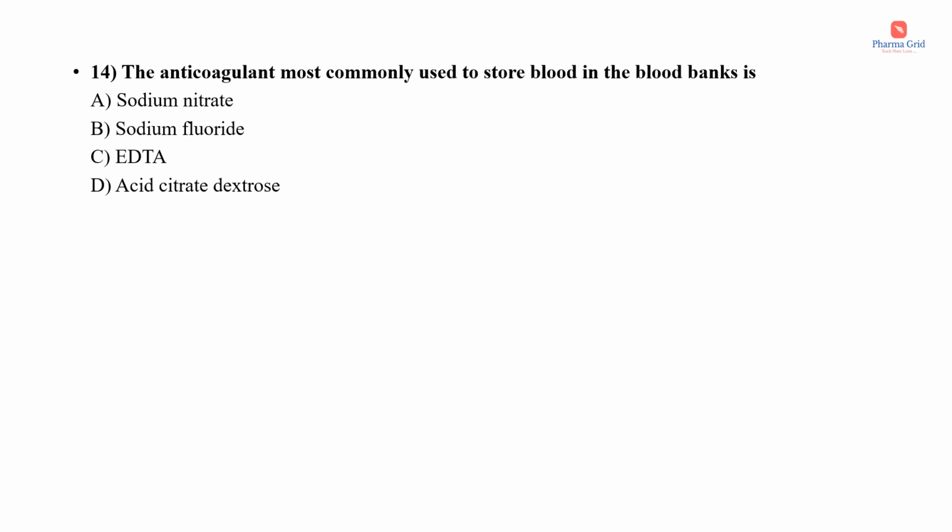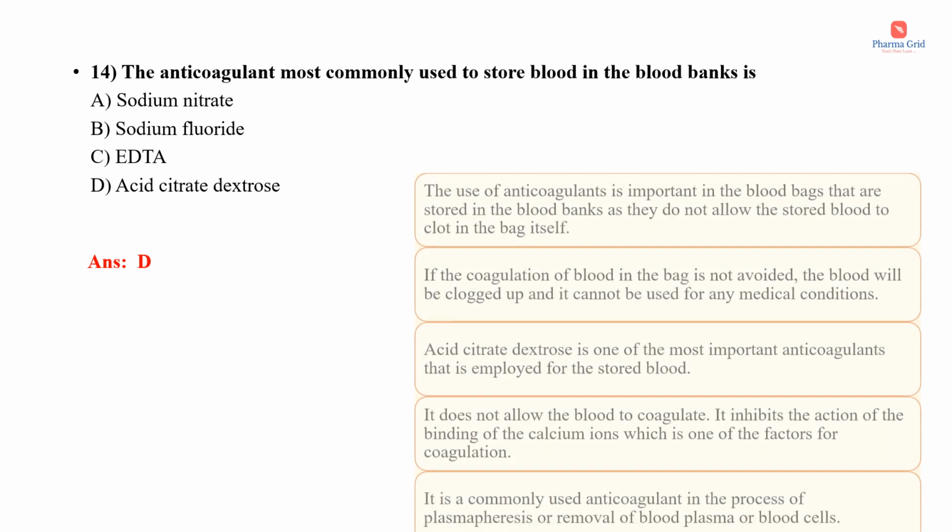Next question. The anticoagulant most commonly used to store blood in the blood banks is. The options are sodium nitrate, sodium fluoride, EDTA, acid citrate dextrose. So here the correct answer is option D, that is acid citrate dextrose.